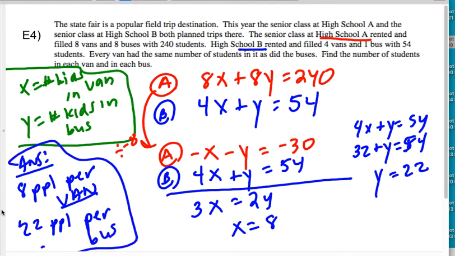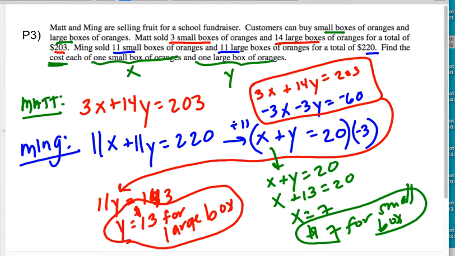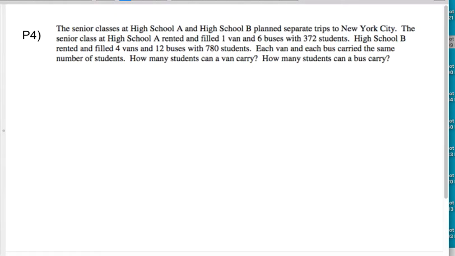You'll notice that I'm not asking you to classify any of these. In most cases, they are going to be consistent, independent, because it's a word problem. It's going to have an answer, right? Okay, so cool. Here we go, P4, and then that'll be it for these.